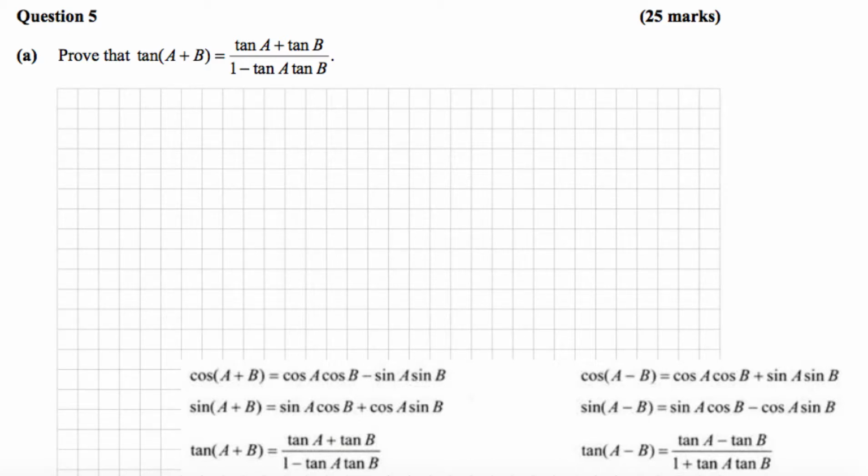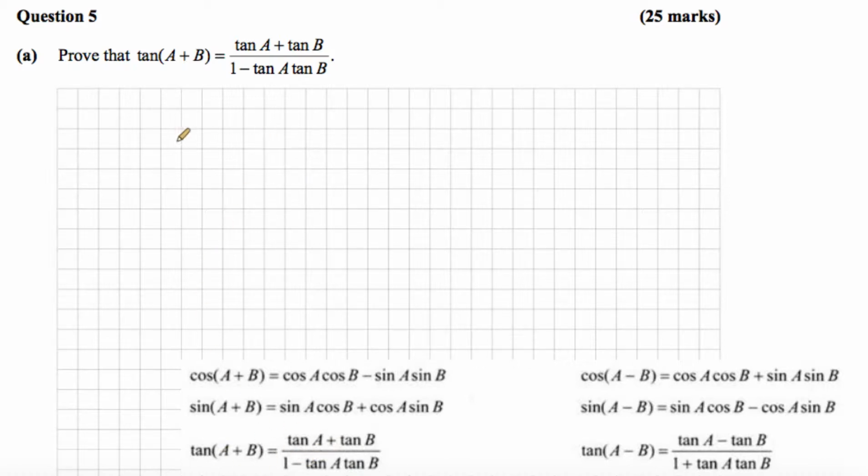So this is the 2015 Leaving Cert Higher Level Paper 2, and we're looking at question number 5. Part A says, prove that the tan of A plus B is equal to the tan of A plus tan of B all over 1 minus the tan of A times tan B. So this is an identity from your tables book. I've taken a section from the tables book here. So it's this identity here down the bottom that we're trying to prove.